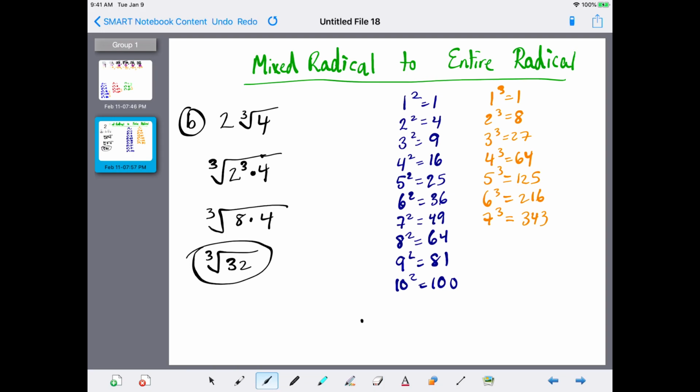And if you want practice doing the previous lesson, you can always check your answer. We're left with an entire radical, so you can try to use the process that we learned in the last video to convert your answer back into a mixed radical, which is what we started with in this example.